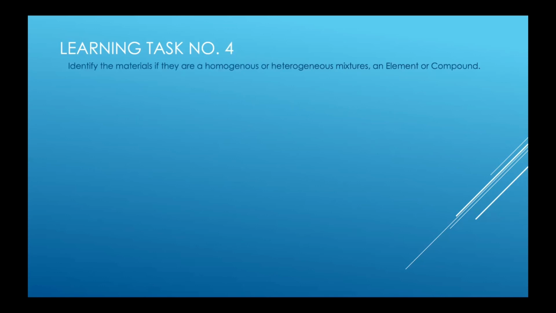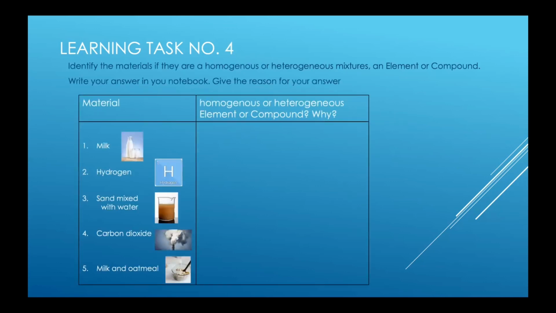Alright, so task number 4, you need to identify the materials if they are homogeneous or heterogeneous mixture or an element or a compound. You need to write your answer in a notebook or your sheet and then give your answer. Okay, they have their milk, the hydrogen, sand mixed with water, the carbon dioxide, then milk and oatmeal. Okay, so pause this video again, and once you're done, you can go back so we can proceed with the last task, which is task number 5.